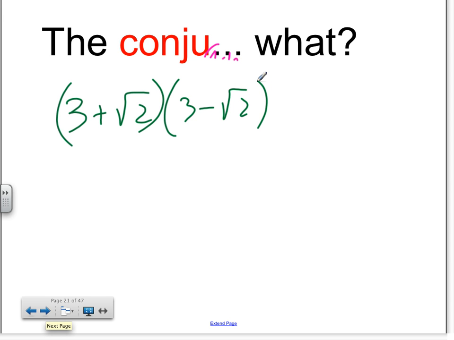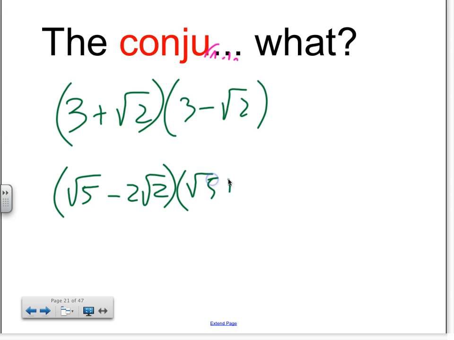So let's try another one. What if I give you 5 minus 2 rad 2, what's the conjugate of that? Okay. Is that hard to do when I say find a conjugate? Okay, now, why is it that we have to find a conjugate? Let me show you why.